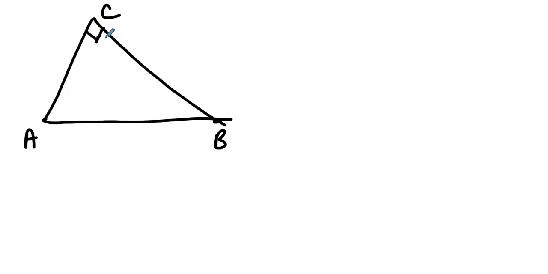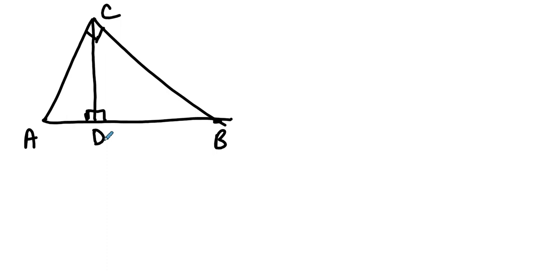Any right triangle can be turned so that its hypotenuse, its longest side, is horizontal. That's how the Euclidean plane works. And what we can do is we can drop an altitude from the right angle up here at C down to this point down here, that's D.